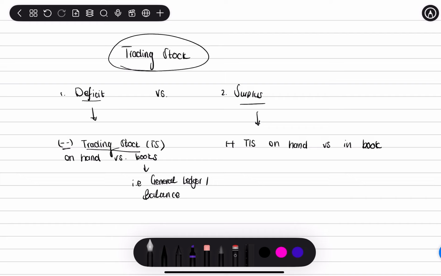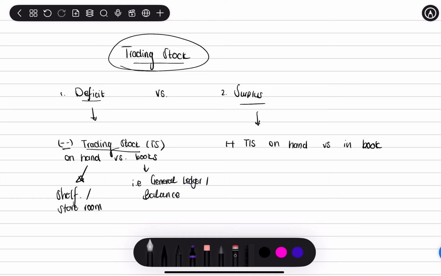In basic terms, when you think of deficit, you think of lack. You think of less. So we are saying less of what? Less of trading stock on your hands, on your shelf, in your storeroom, you know, in the company, on your premises. Less trading stock on hand versus in the books. What is reflected in our general ledger, in our balance sheet?